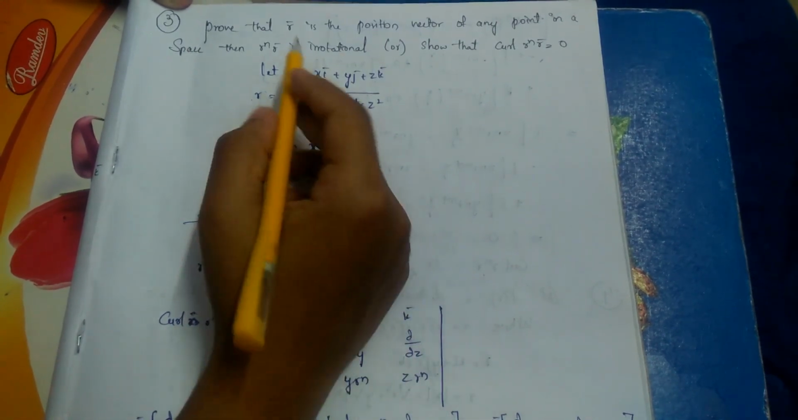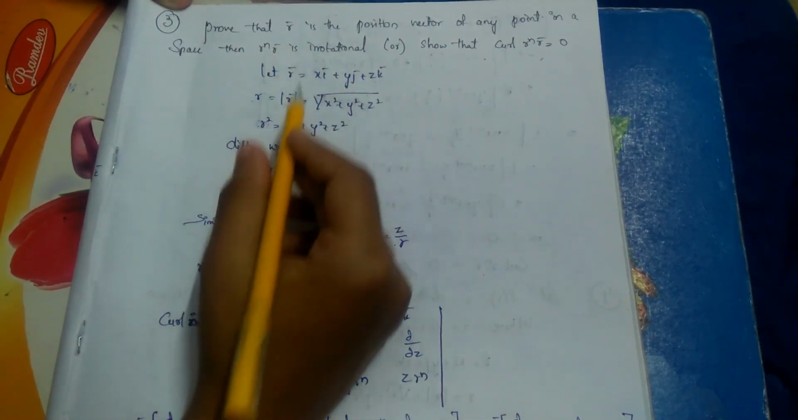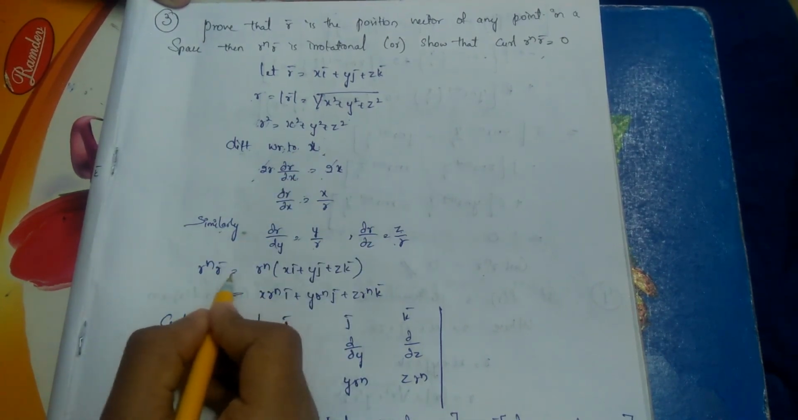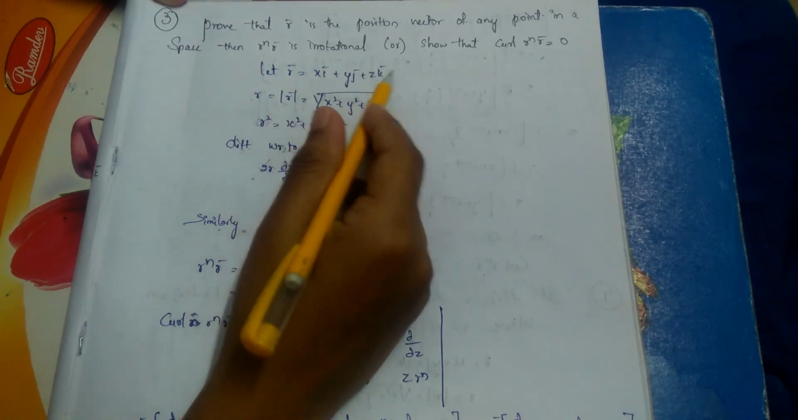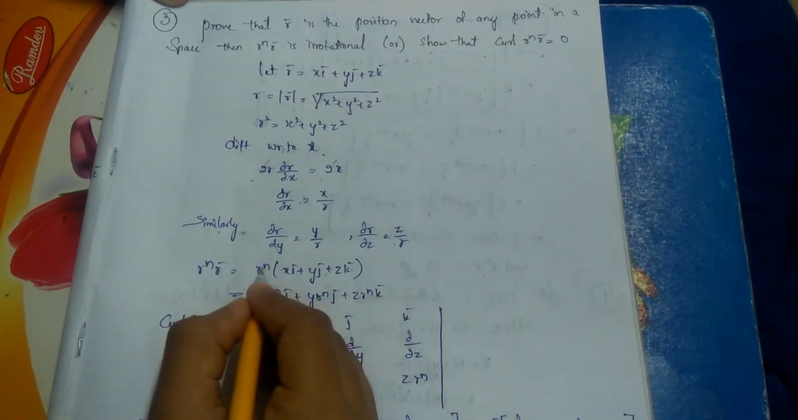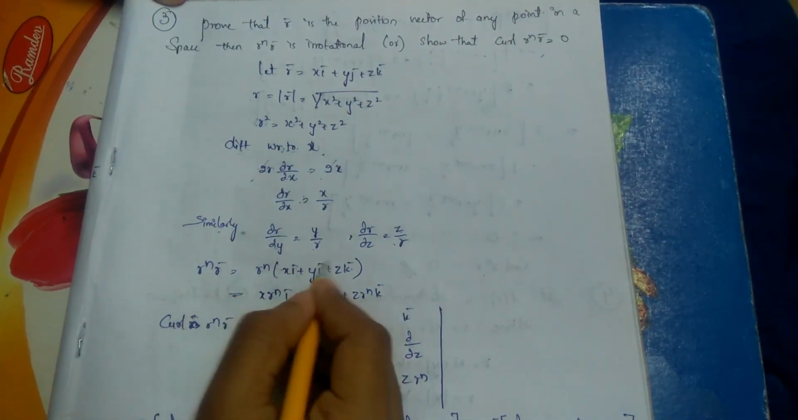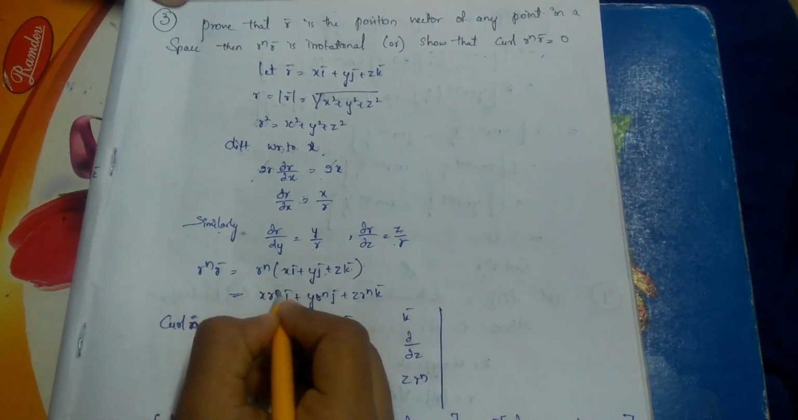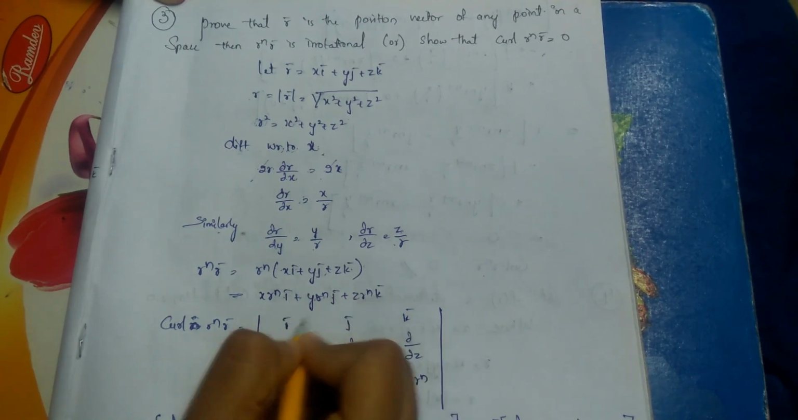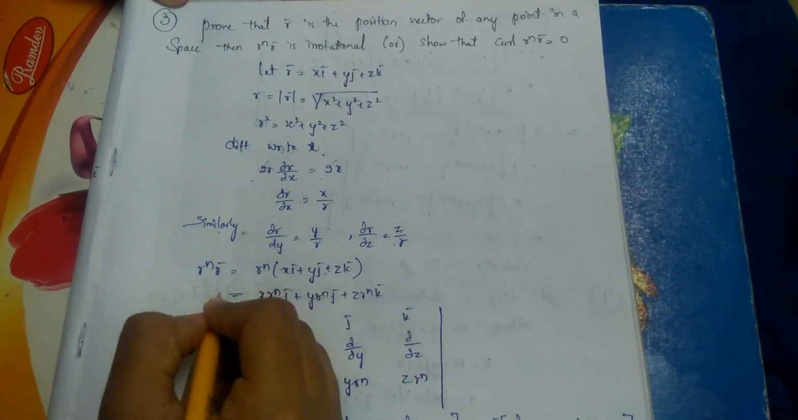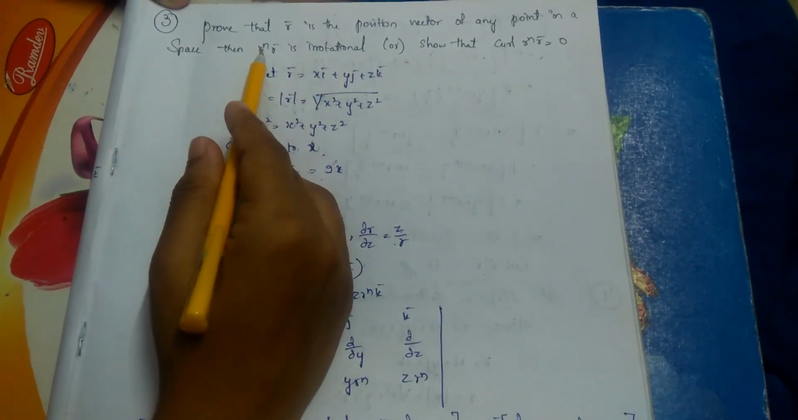Now the vector is given as r power n r bar. So r power n into r bar, that equals r power n of xi bar plus yj bar plus zk bar. So now this r power n is multiplied with each of the terms. So we get x into r power n i bar plus y into r power n j bar plus z into r power n k bar. Now we have to find out the curl of this vector r power n r bar.